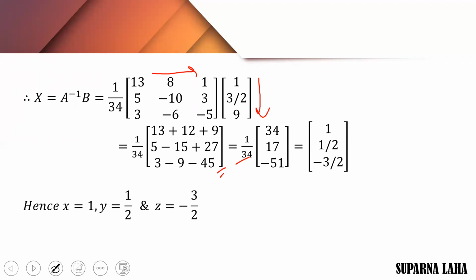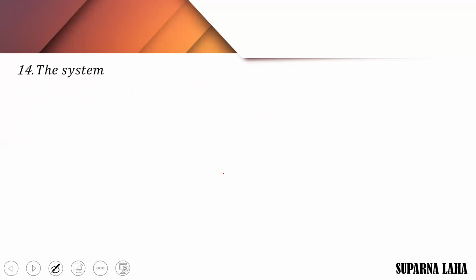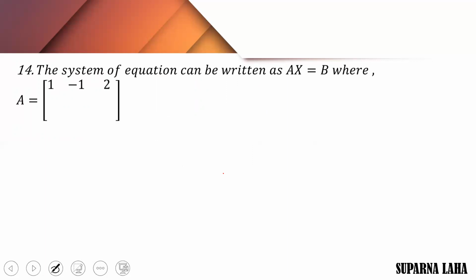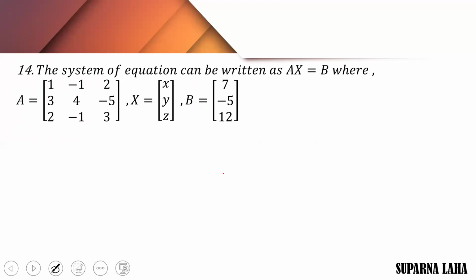So moving to the next question. Question number 14. So the system of equation is given. So write down in the form of AX equals to B. So here it is, 1 minus 1, 2, 3, 4 minus 5, 2 minus 1, 3, and B is 7 minus 5, 12.